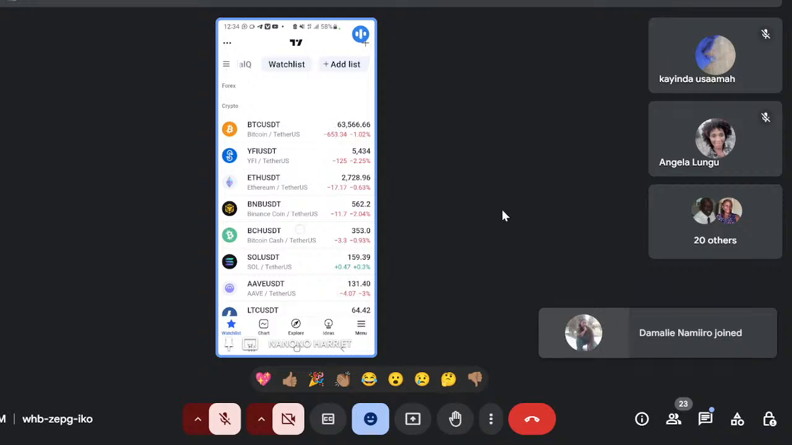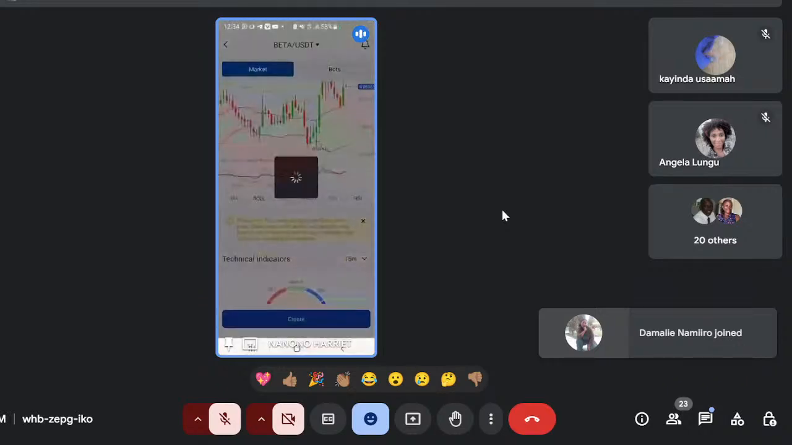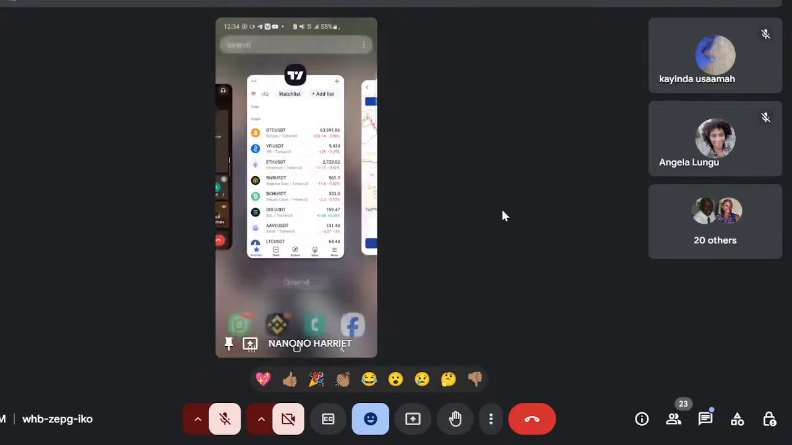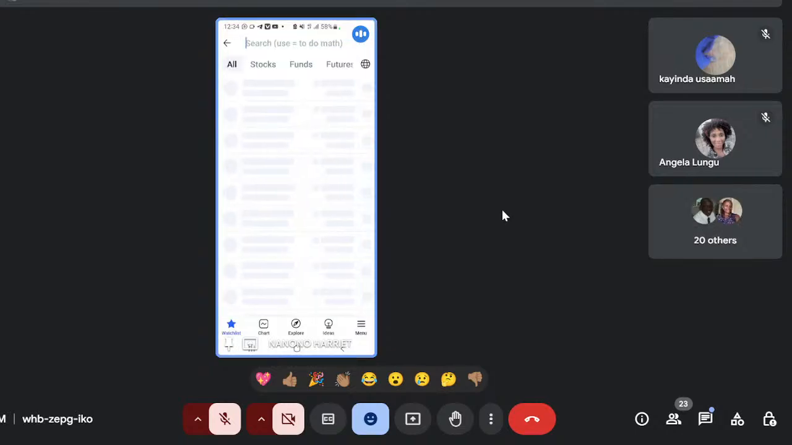Which one should we look at? Which coin is better? Let me put it here.